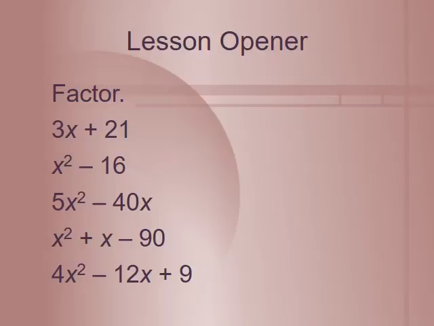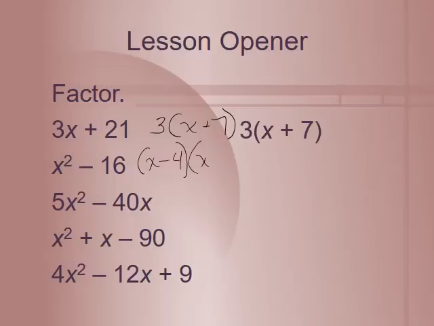3 and 21 are not perfect squares, so we can think about the fact that 3 factors out and we're left with x plus 7. X squared and 16 are both squares, so this is a difference of squares. If we think back, we can remember that a difference of squares means that we're going to multiply the conjugates of those squares. Let's look at the next one.